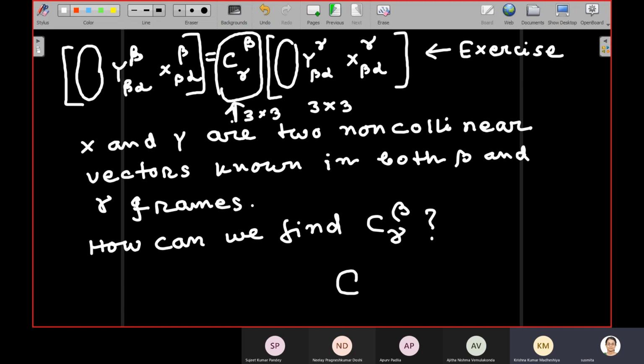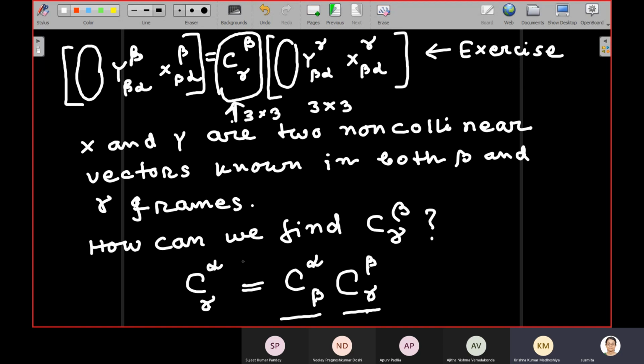Suppose this is the coordinate transformation matrix from gamma to beta, and this one is beta to alpha. So if we multiply from right to left, we basically get the coordinate transformation matrix from gamma to alpha. So this is the matrix from gamma to beta, this is the matrix from beta to alpha. If we multiply from right to left, we get the final coordinate transformation matrix from gamma to alpha.